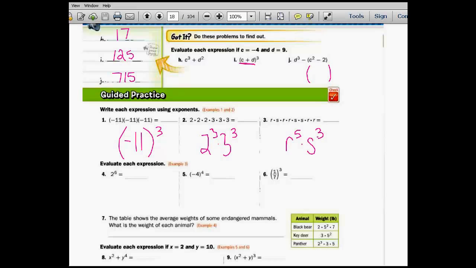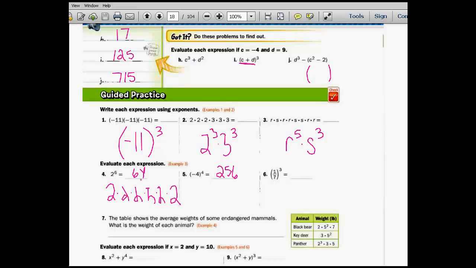Evaluate each expression. 2 to the 6th means that you actually multiply this out 6 times. You got 6 of them. So 2 to the 6th power is 64. Number 5, negative 4 to the 4th means negative 4 times negative 4 times negative 4 times negative 4, 256. I'm going to go ahead and write 64 in here.